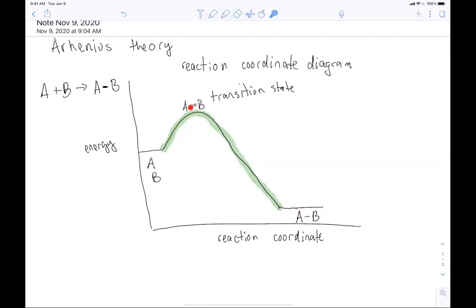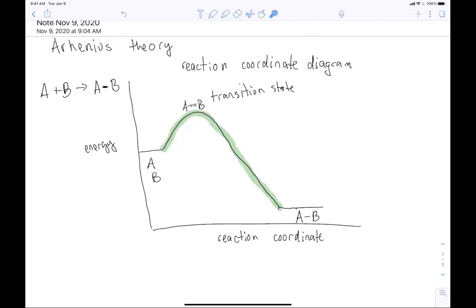So you haven't really formed the bond between A and B. You just sort of have this really high energy state. And then when the bond actually does start to form, the energy starts to drop down until it actually becomes the products over here.